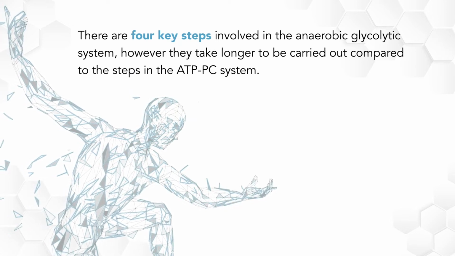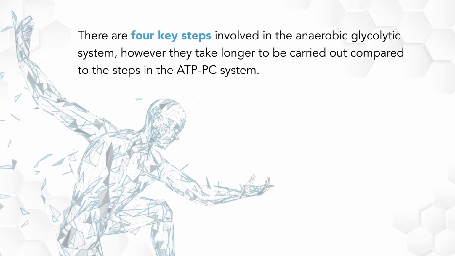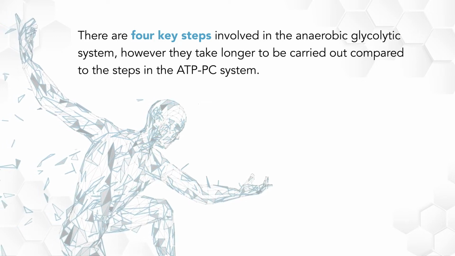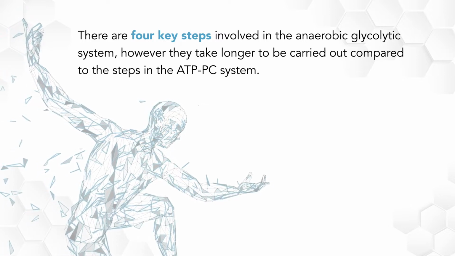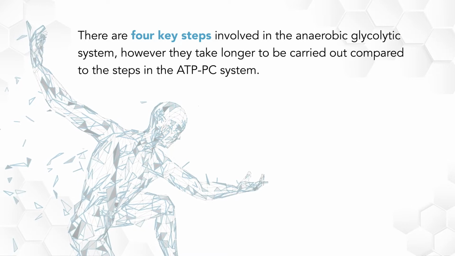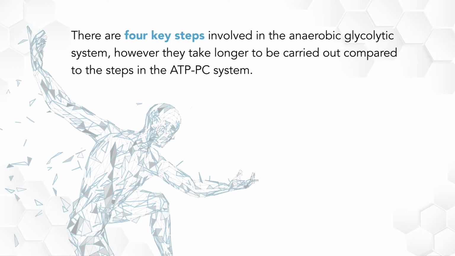So how does the anaerobic glycolytic system work? There are 4 key steps involved in the anaerobic glycolytic system. However, they take longer to be carried out compared to the steps in the ATP-PC system. This is why it doesn't start working as quickly, and as these steps are more complex than the ATP-PC system, energy isn't produced as quickly.